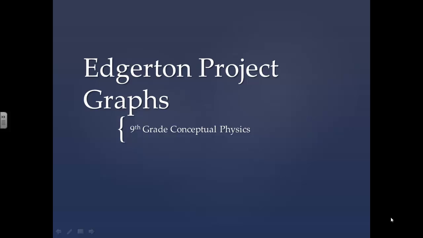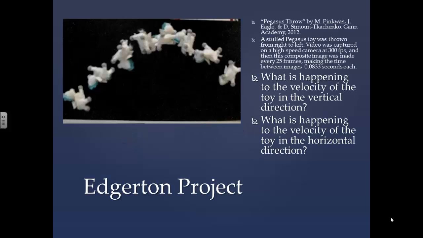Edgerton Project Position Graphs, a 9th grade conceptual physics video. We're looking at a picture from the Edgerton Project. This is a composite image called Pegasus Throw. A stuffed Pegasus toy was thrown from right to left.